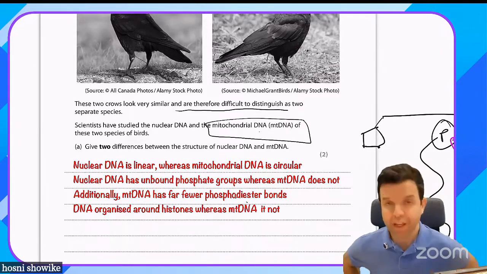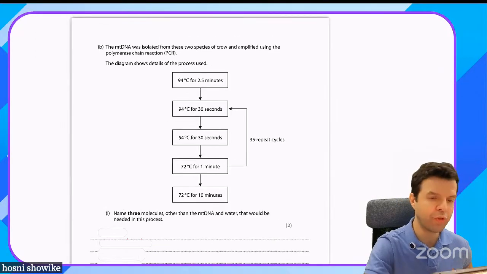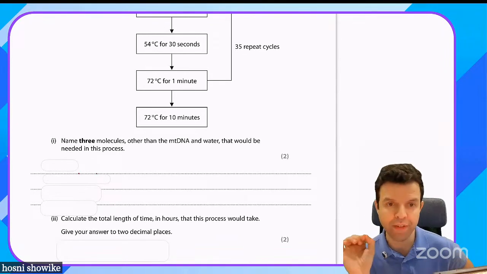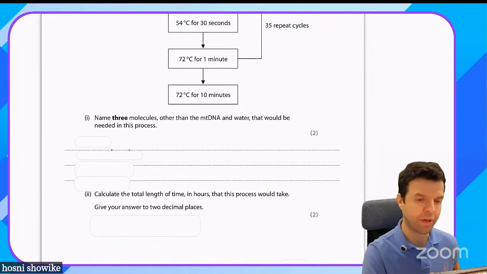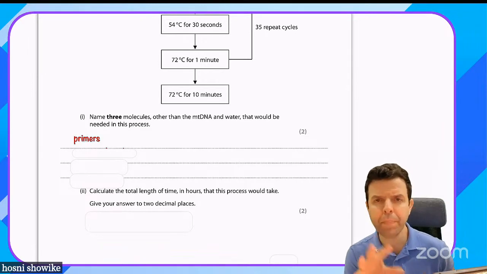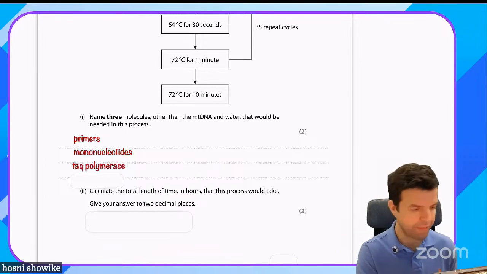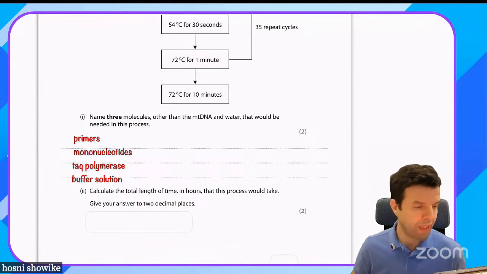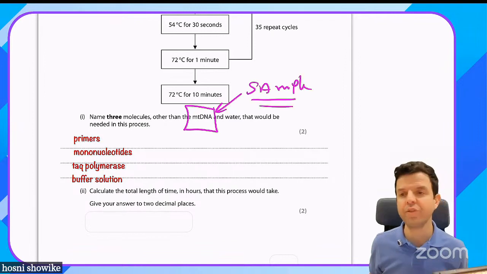On the next page, they gave me the whole chart of PCR. And they wanted me to do what? They wanted me to talk about three molecules other than nucleotides that would be needed to magnify DNA, to do PCR. I'll state primers. I need the building blocks to make DNA. I need the enzyme. Remember the name of the enzyme for PCR? We call it Taq polymerase. And I need, optionally, a buffer solution. So again, other than the sample DNA, what else do you need to magnify it?